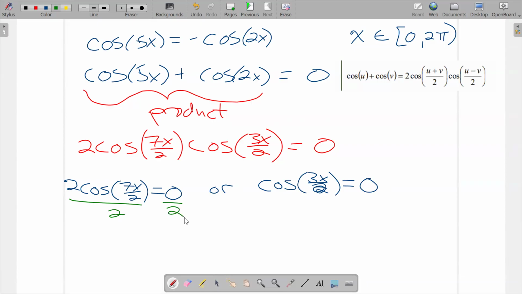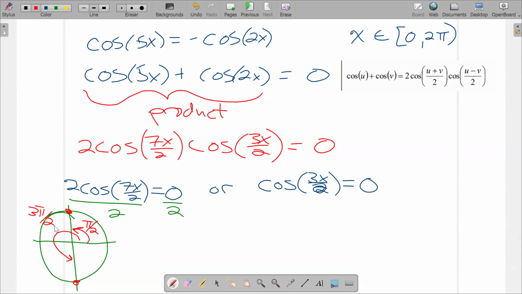So I just need to know when the cosine of 7x over 2 is equal to 0. All right, let's think about that unit circle-wise. Cosine is an x value, and it equals 0 at the top and the bottom. So what angles do I want? That angle right there would just be pi over 2, and this angle right here would be 3 pi over 2.